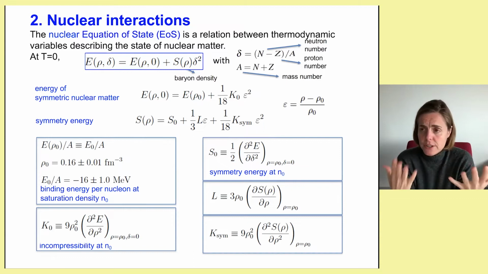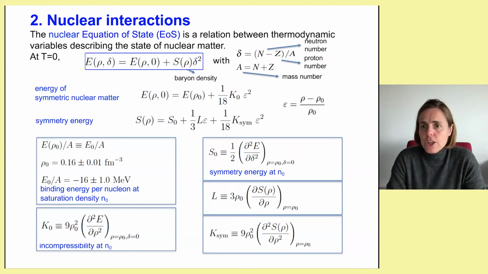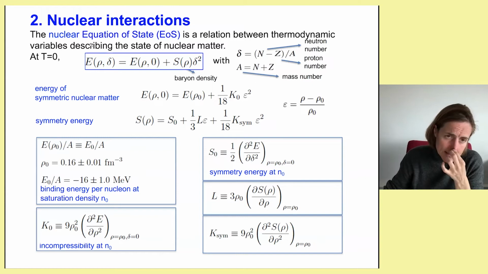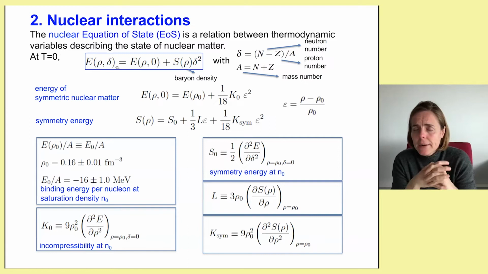This is understood in terms of the equation of state, which, for those who don't know, is just a relation between thermodynamic variables. That means a relation between pressure, energy density, and density, which you can see in different forms. Here I'm showing you that at zero temperature, in these cold objects, this is the quantity that our model will give us.